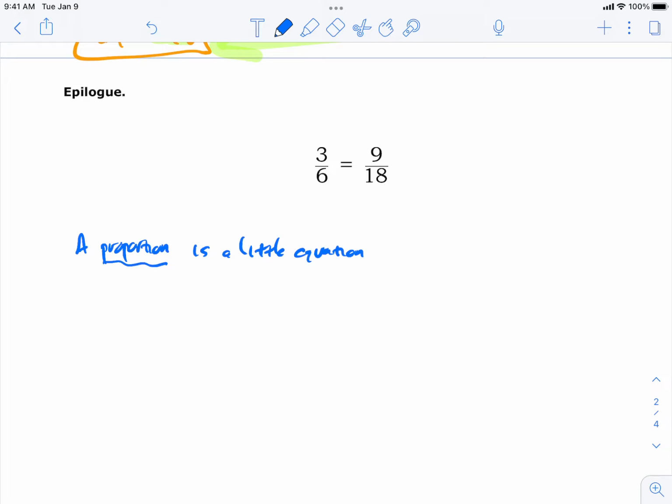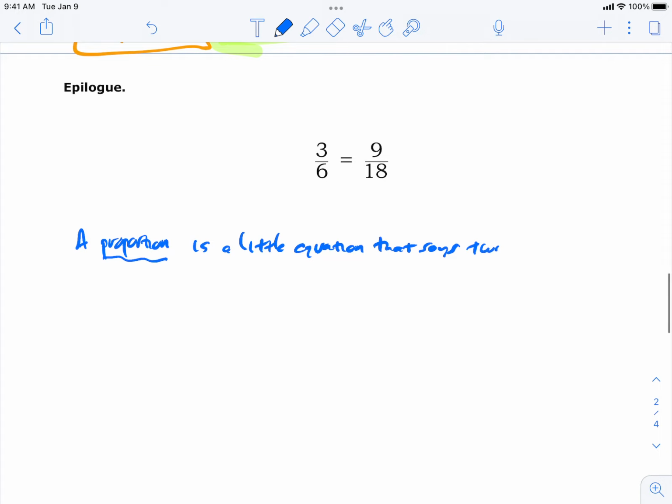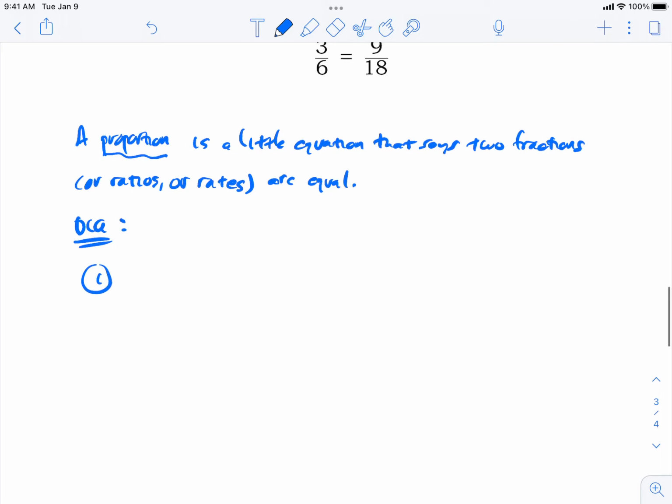It's a little equation that says the two fractions, because those are fractions, right? But fractions or ratios or rates, there's different words you can use. The idea is you got one number over the other, but they're equal. That's what it is. So dig. I got 6 things to dig. One thing you can dig.